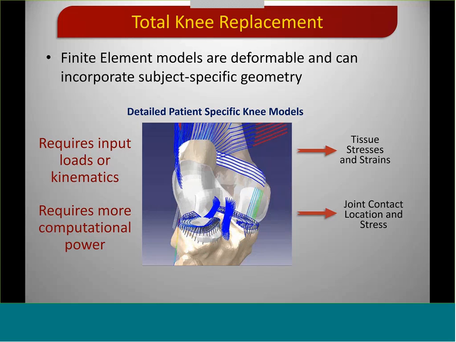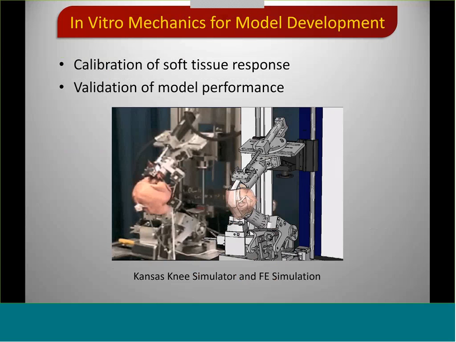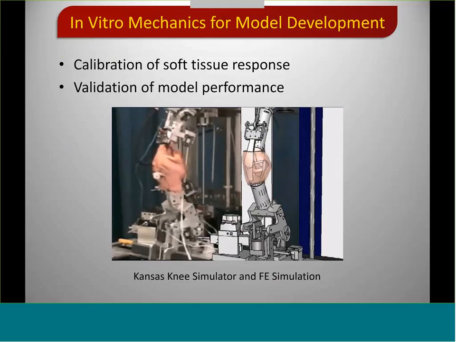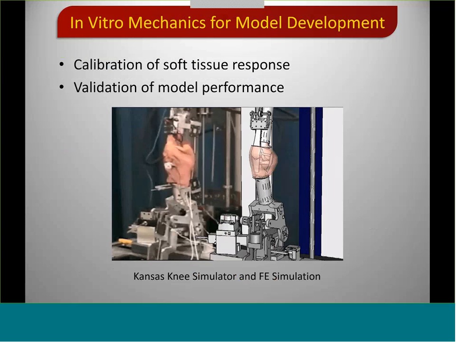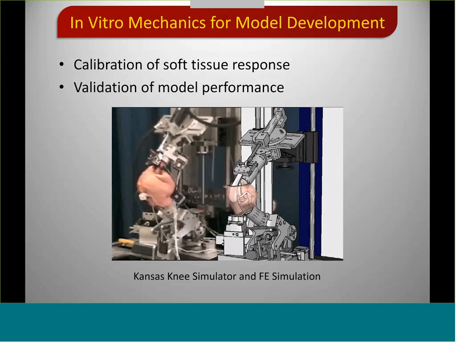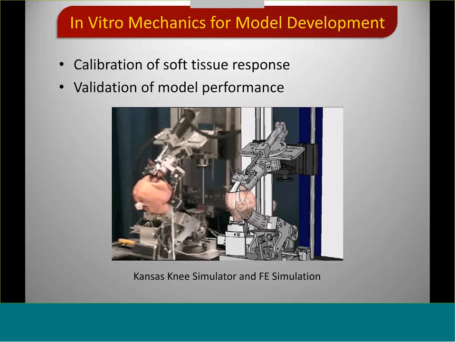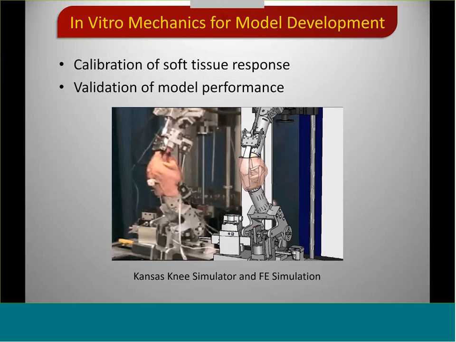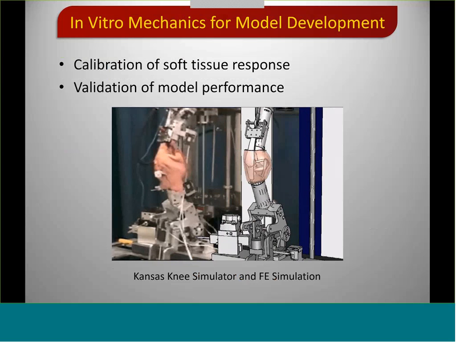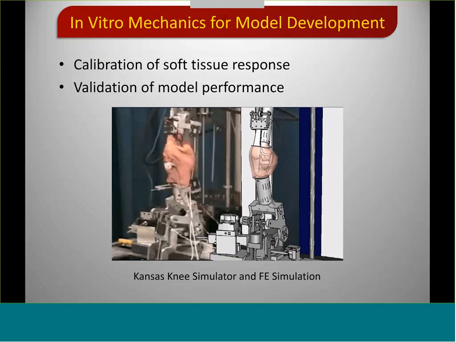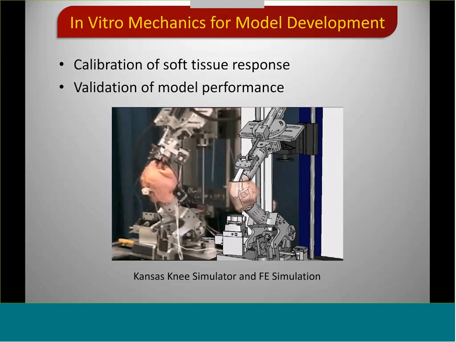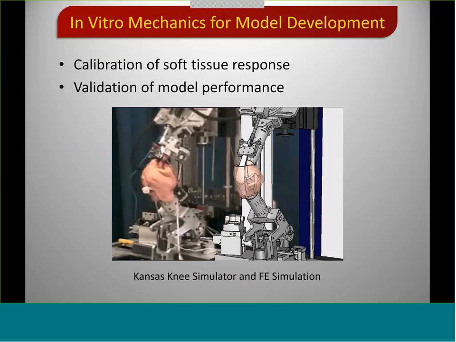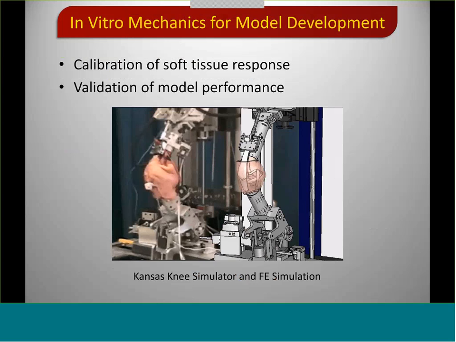One more thing about detailed joint models is that they require calibration and validation. This can be achieved through simulation of in vitro experiments like is pictured here. In the video, a knee specimen in the Kansas knee simulator is on the left. This is in Lauren Maletsky's lab at KU. And on the right is a finite element simulation of the same experiment. So in these experiments, everything you need is available: tissue geometry, kinematics, and loads, to calibrate soft tissue response in the model and verify the accuracy of the joint models.